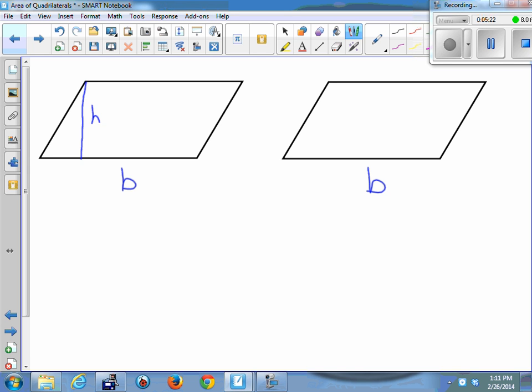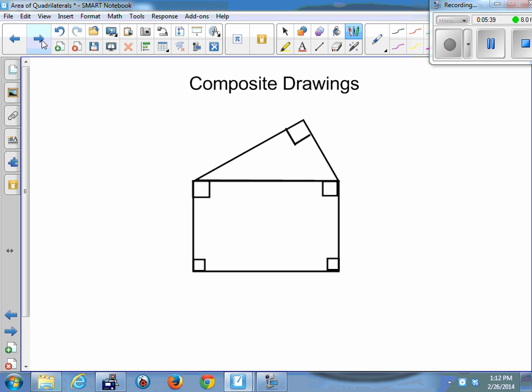You'll see it here. But there are other cases like that obtuse triangle where they put the height on the outside of the parallelogram, right? And then again, we just multiply them. It's the same as a rectangle. Area equals base times height.